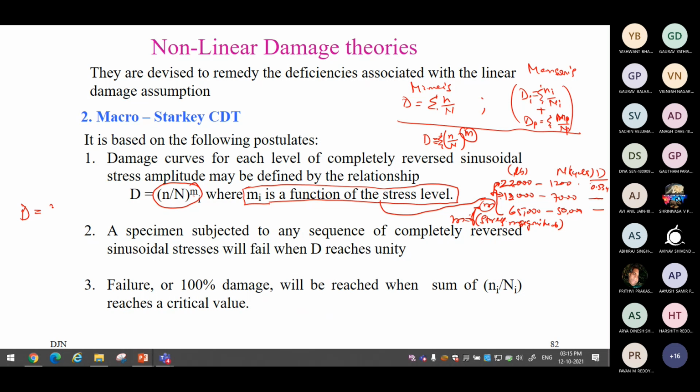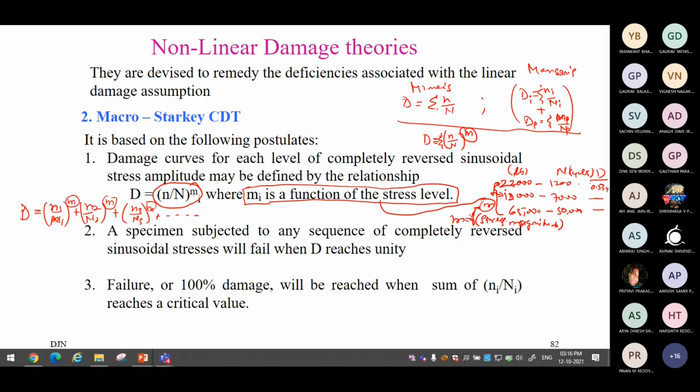Total damage is N1 by capital N1, whole to the power m, plus next load cycle. In this case, next is N2 by capital N2 to the power m, then N3 by capital N3 to the power m. So like this, however many you have, you can add. Same way as you have used the linear rule. The only question is to determine the power m, and this value has to be given or understood from the experiments. There is no empirical value. It is not a material value.